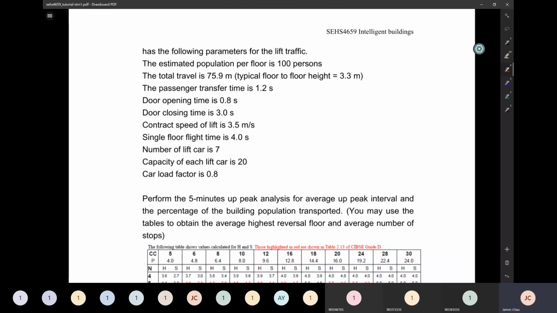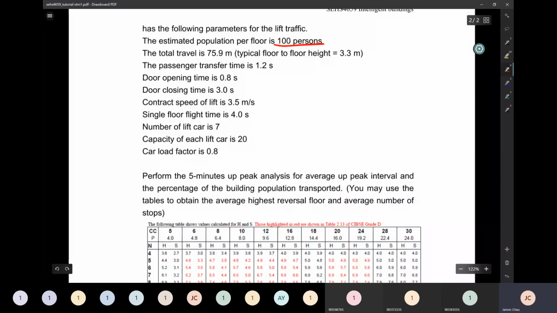Now we assume it is a balanced population, each floor occupied by 100 persons, and the total travel for the lift, that means from the ground floor to the roof, is 75.9, and each floor to floor is equal to 3.3 meters. The passenger transfer time is 1.2 seconds. Door opening time, 0.8 seconds. Door closing time, 3 seconds. The speed of the lift, contract speed, 3.5 meters per second.